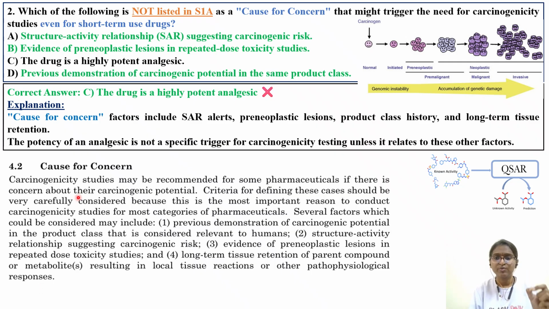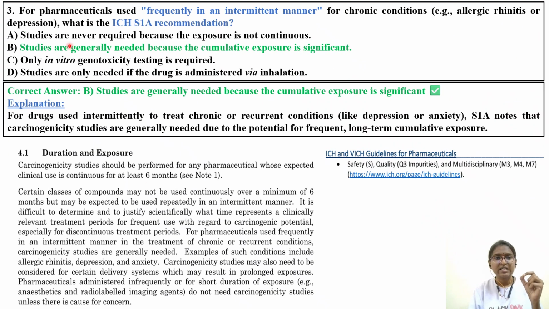So this was about question number 2. The point was about cause for concern. First one was exposure and duration. Now we'll see question number 3, that is intermittent manner, part of which we have discussed already in the second question. So for pharmaceuticals used frequently in an intermittent manner for chronic conditions, allergic rhinitis and depression, what is the ICH-S1A recommendation? What does the ICH-S1A guideline recommend for drugs which are used in a frequent manner?